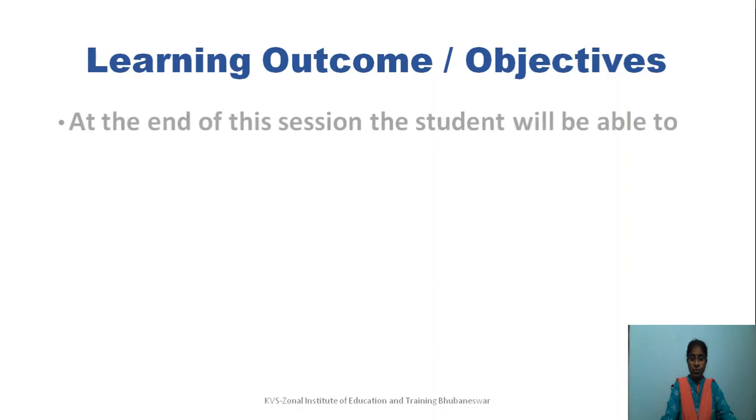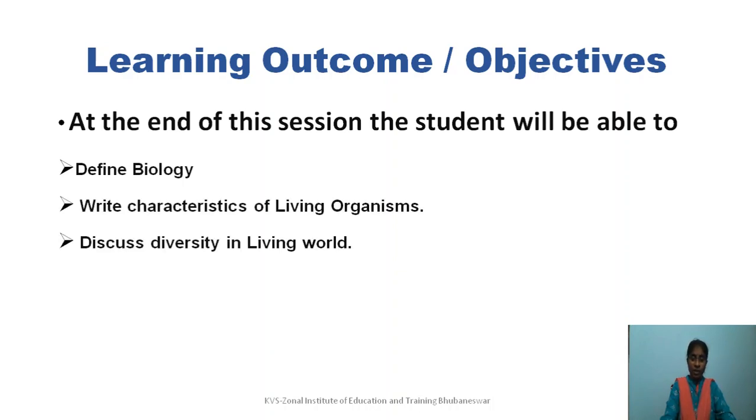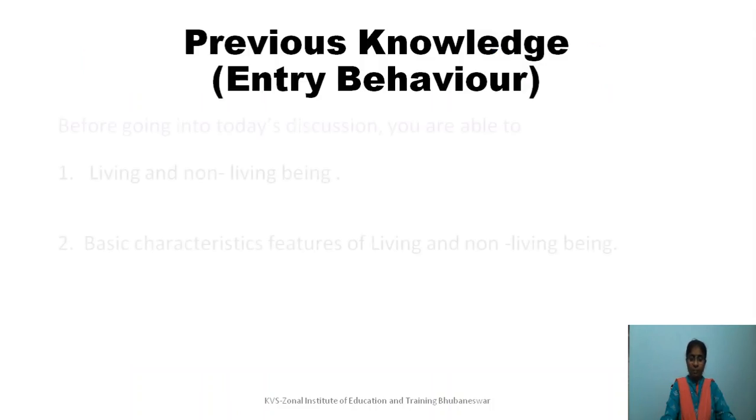Learning outcome and objectives. At the end of the session, the student will be able to define biology, write characteristics of living organisms, discuss diversity in the living world, binomial nomenclature, write rules for nomenclature, and define systematics.